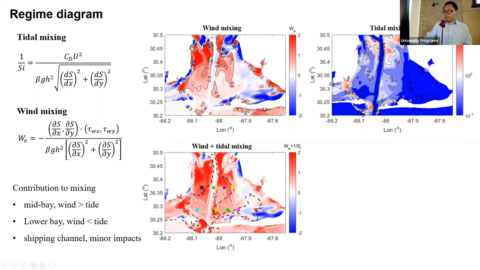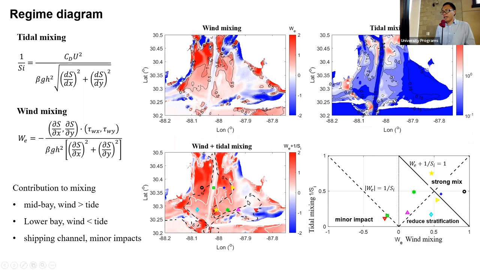But in the lower part of the bay, like here, both the wind and the tide hydrodynamic screening is too weak, so it wouldn't mix the entire water column. That's why you can see the white solid line quantitatively match the black dashed line, where we have remaining stratification.